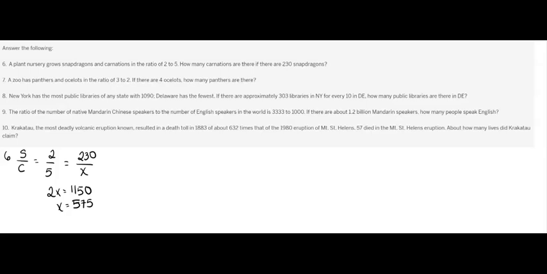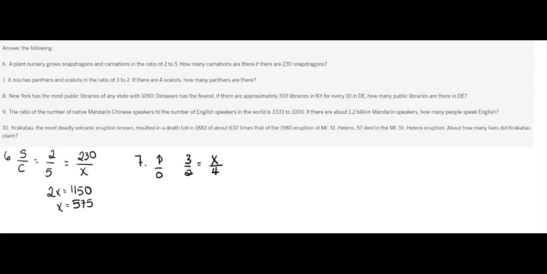Okay, let's try to do number 7 together. It says a zoo has panthers and ocelots in the ratio of 3 to 2. How many panthers are there? Excuse me, if there are 4 ocelots, how many panthers are there? So we know that we've got panthers to ocelots, in the ratio of 3 to 2. It says if there are 4 ocelots, so now I'm going to put my 4 down here, because I know that's how many ocelots I have. I do not know how many panthers I have, so I'm going to put my variable on the top.